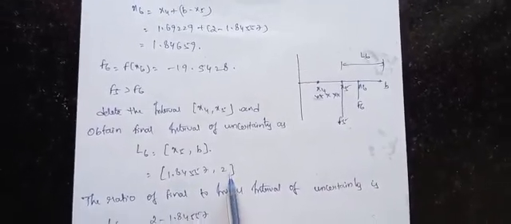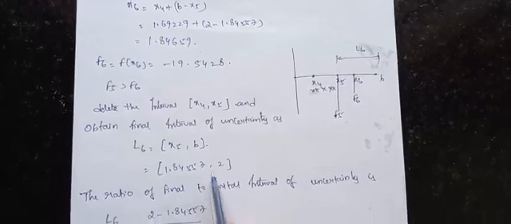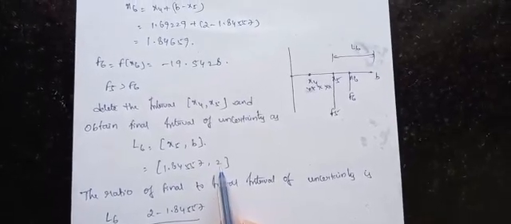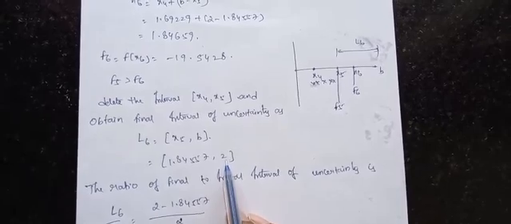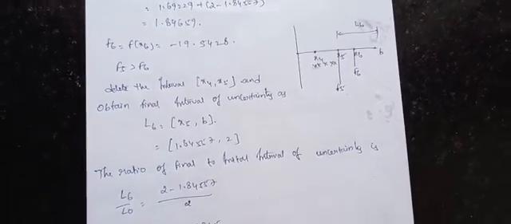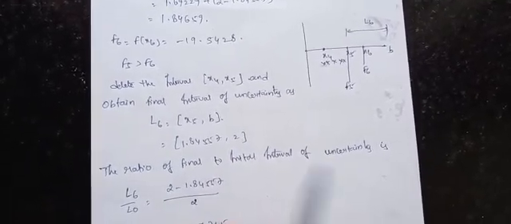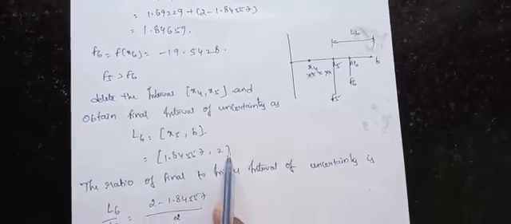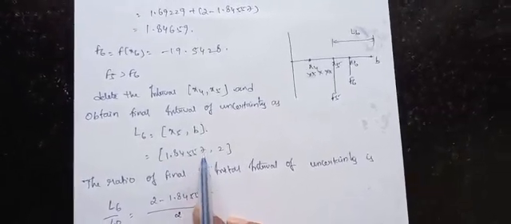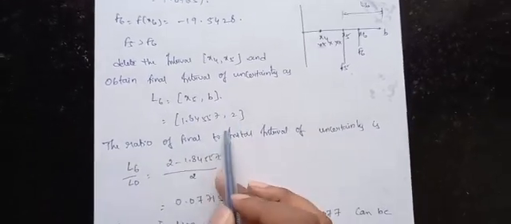After removing x4 and x5, we are left with the interval x5 to b. Here the x5 value is 1.84 and the b value is 2. In the question they gave the initial interval 0 comma 2. So by using the Fibonacci method and unimodality principle, we reduced the uncertainty from 0 to 2 down to 1.845557 to 2. This is the final interval.